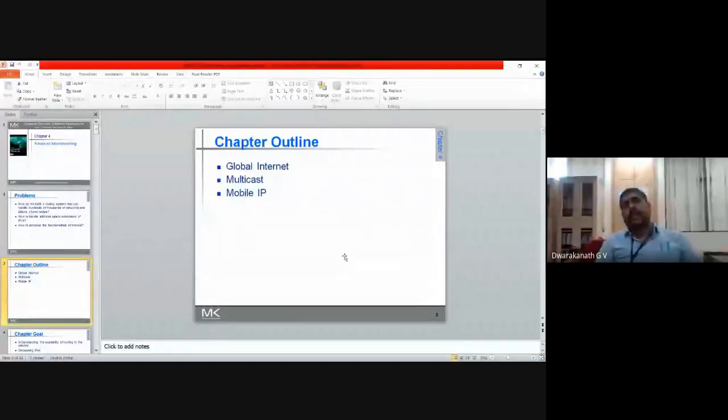Coming to the next, mobile IP. How this mobile internet protocol will work when you are using a mobile internet, that we are going to study in this particular part.